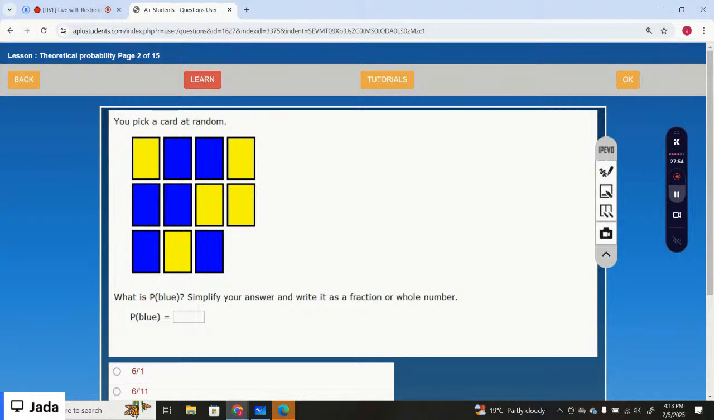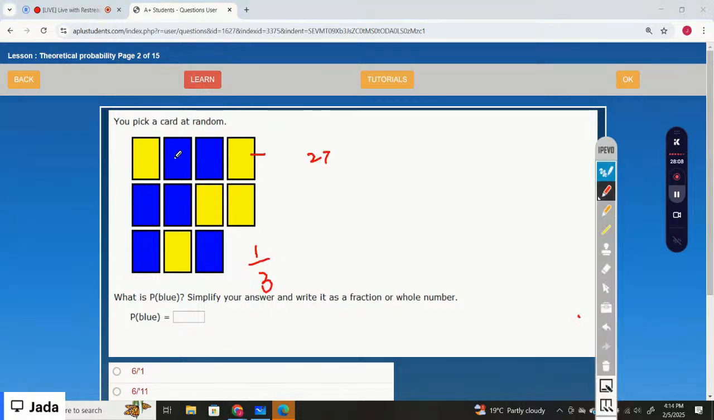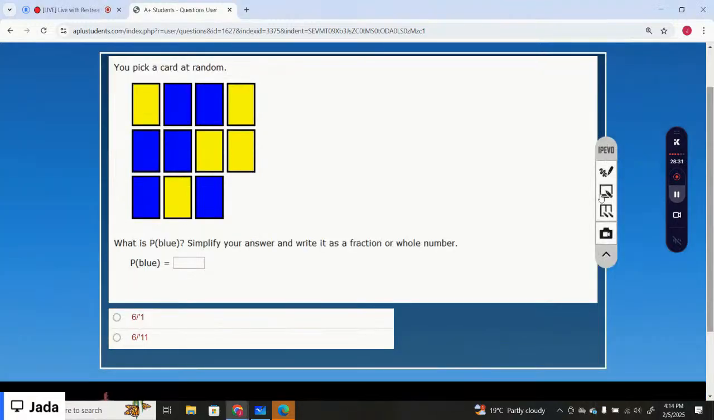You pick a card at random. What is the probability of blue? Let's just count the total cards. They are 1, 2, 3, 4, 5, 6, 7, 8, 9, 10, 11. The total cards are 11 and the blue cards are 1, 2, 3, 4, 5, 6. So that is 6 over 11. Option number 2 is the correct option. That is 6 by 11.